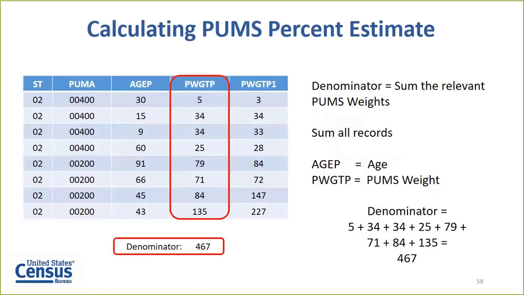Before we do that, we'll calculate the denominator. The denominator has no restrictions, so we sum up all of the weights. That is, we add the column in red, and when we do that, we obtain a weighted denominator of 467. Notice that if our universe for the denominator were different, we would not sum all the records. So for example, if our denominator were for people aged 10 and over, then the weight for the third record, where HP is 9, would not be included.